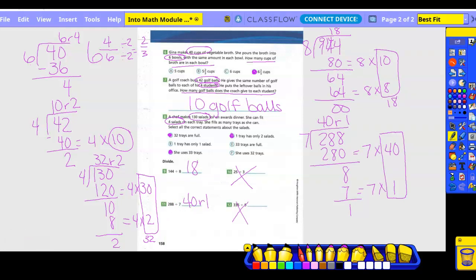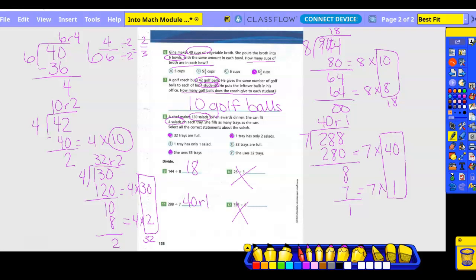So for number 9, we took 144 divided by 8, and we said 80, which was 8 times 10, which subtracted was 64, and then we said 64 again, which was 8 times 8, and got us 18. Our next one was 2, and then we got 18 as our total answer with no remainder.